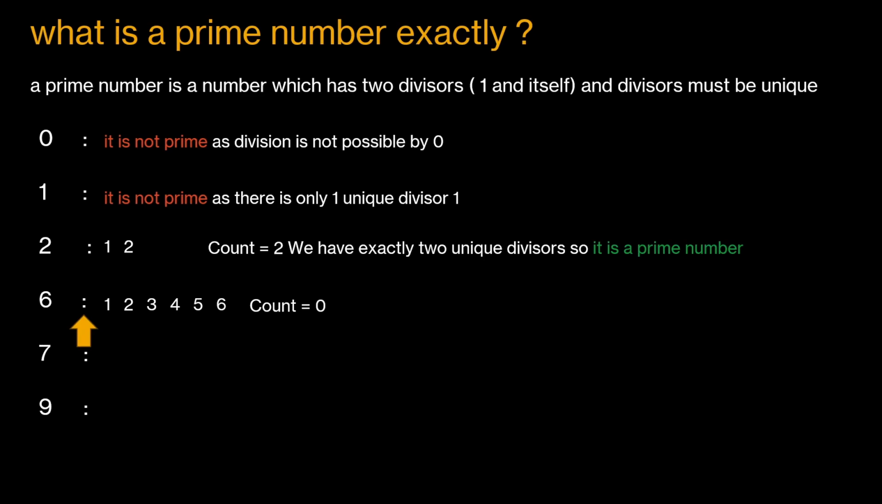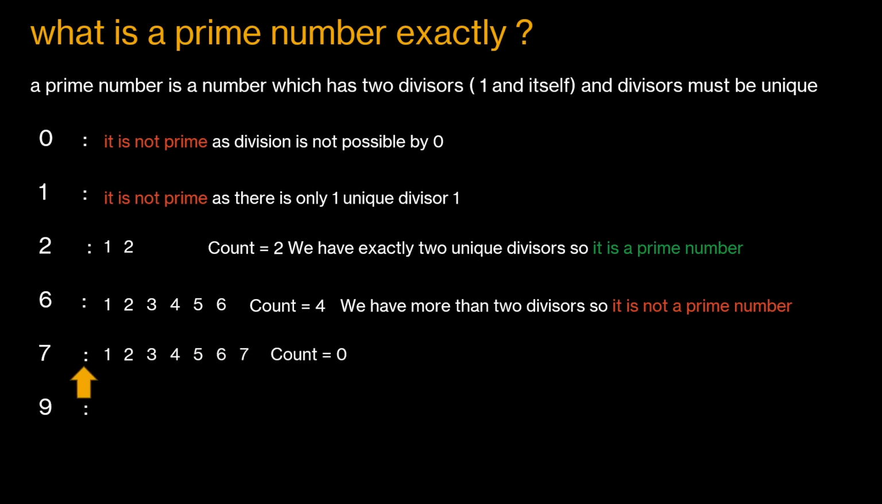So from 1 to 6 we have 6 numbers. Let's see, 1 is a divisor of 6, 2 is also a divisor of 6, 3 is also a divisor of 6, so we came up to 3 counts. 4 is not a divisor of 6, 5 is not a divisor of 6, and 6 is a divisor of 6. In total we have a count of 4 divisors for the number 6, which means it is not a prime number because to be a prime number the number must have only 2 divisors. So clearly it is not a prime number.